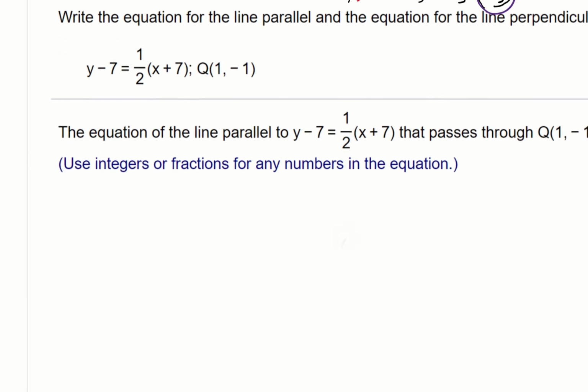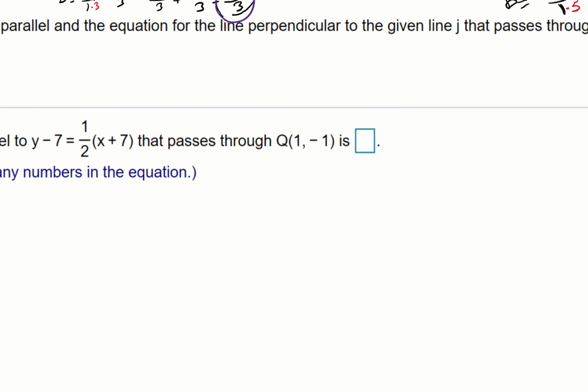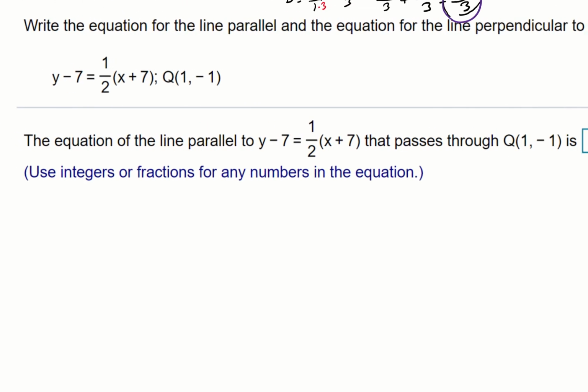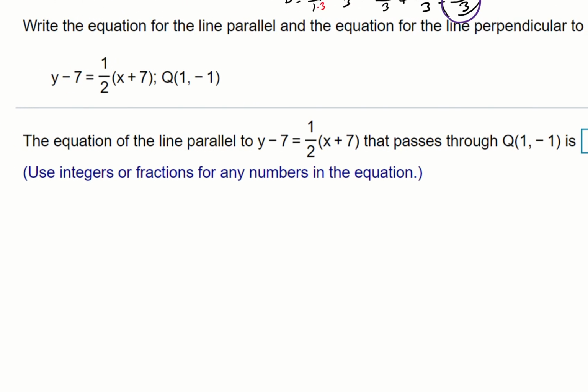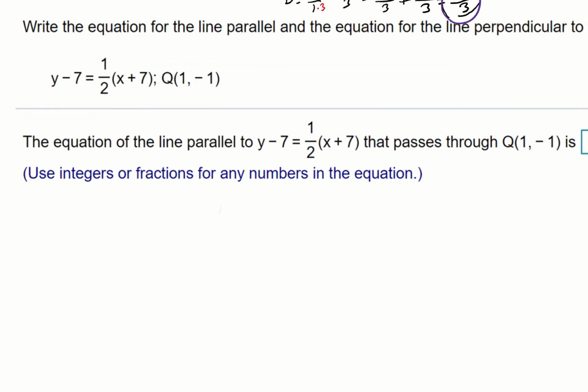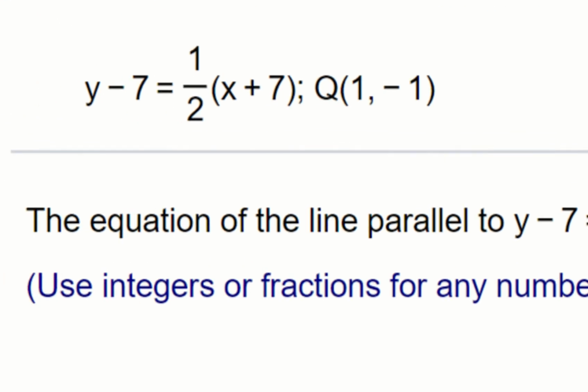All right. So write the equation of the line parallel and the equation of the line perpendicular to this line. Now that I showed you how to do this, I'm going to do this at a relatively faster pace. Convert this to slope-intercept form, and then plug it into y equals mx plus b. So I need to get y by itself.